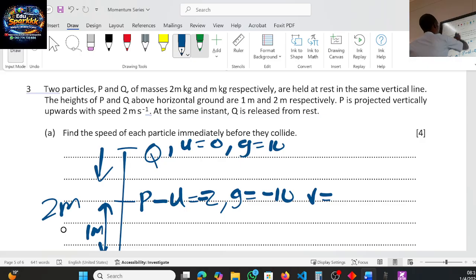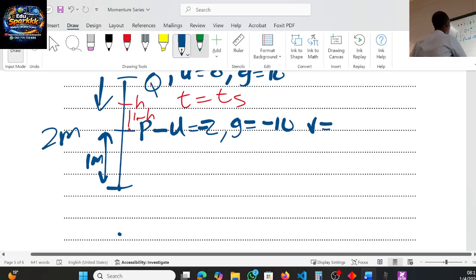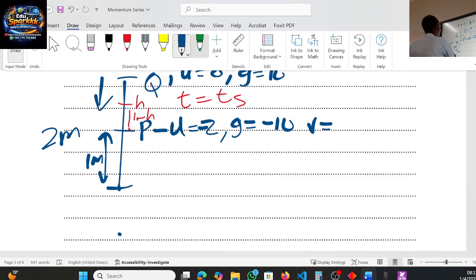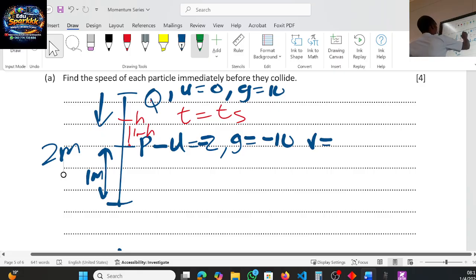We're interested in the speed of each particle immediately before they collide. Say the collision happens where Q has moved h meters. What it implies is that P has moved 1 minus h, so that when we add them, they give us 1. The time at which the collision happens is the same for both, so using the equation s equals ut plus half at squared, we'll do it for both. Let's start with object Q to find the time of collision. Once we have the time, we can find the final speed.